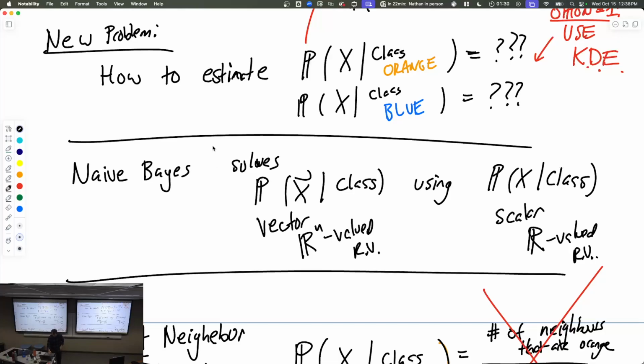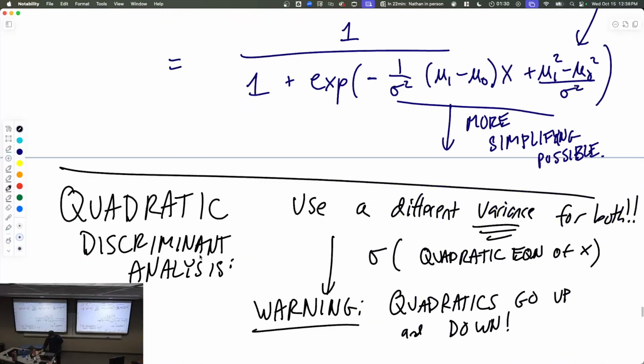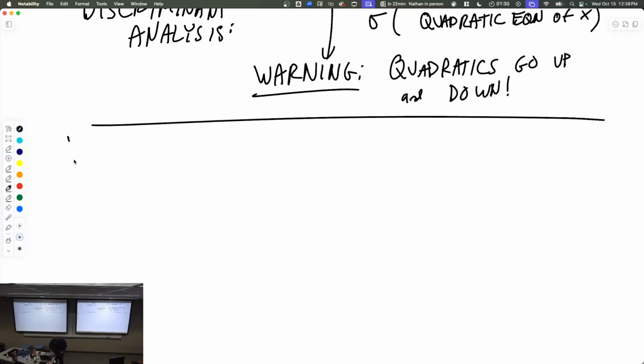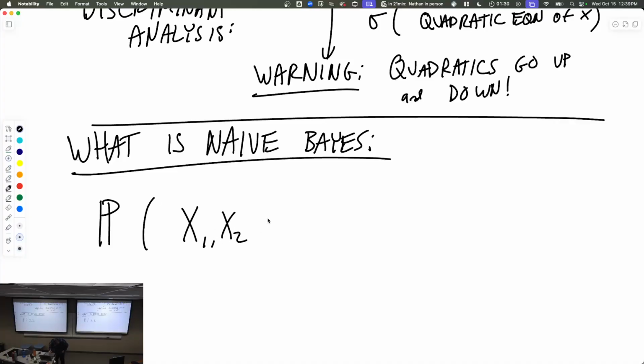So I'm going to tell you what naive Bayes is. And naive Bayes just has exactly one assumption baked into it. Naive Bayes lets you estimate the probability, and instead of writing x vector, I'm just going to write x1, x2 given the class. So suppose your data is multidimensional. You have an x1 and an x2, and you want to do it for some class. Let's say class 0.